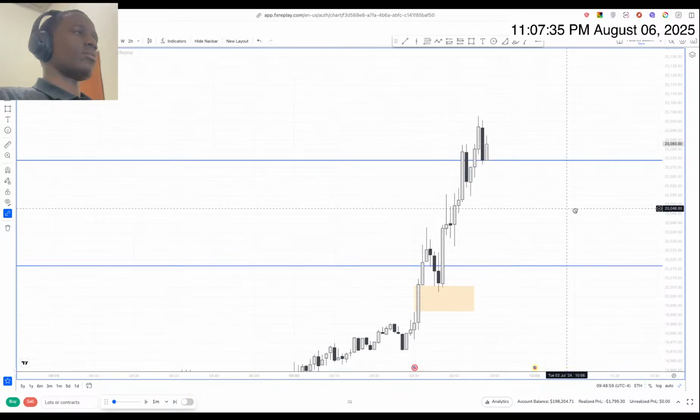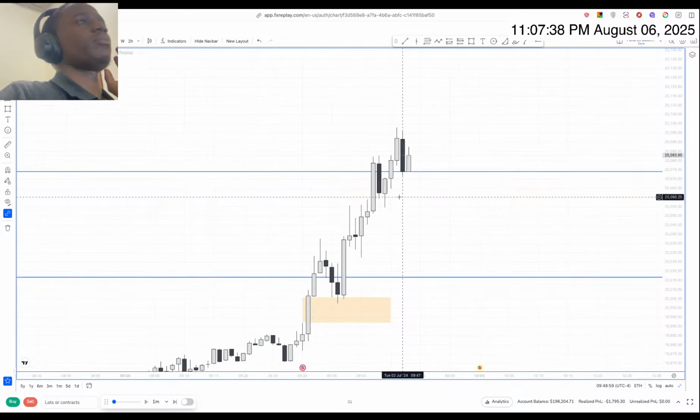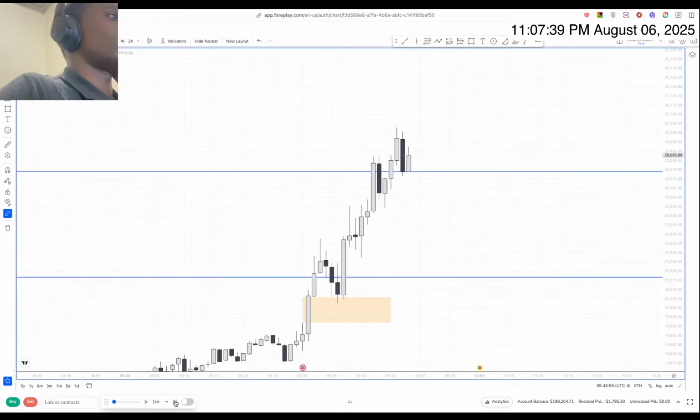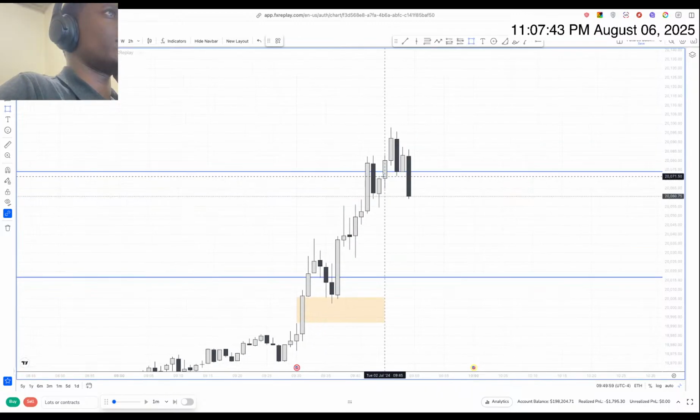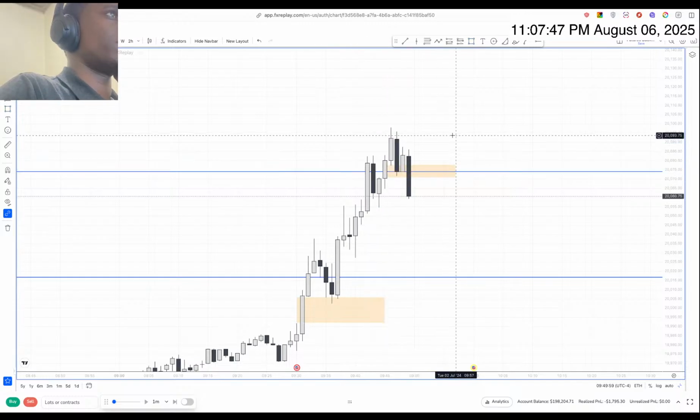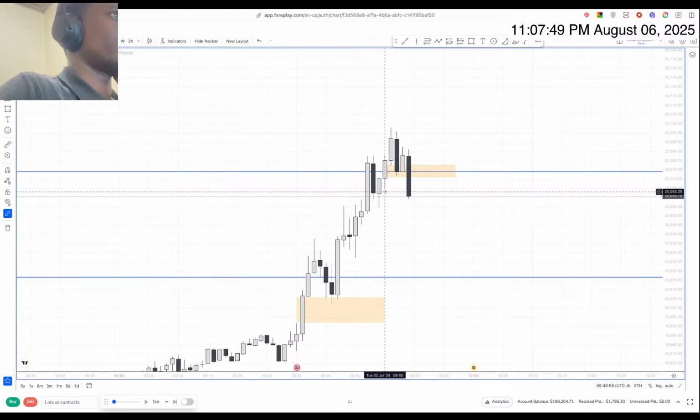Down to the 1 minute. I have this fair value gap, so I'm not taking buys here. Burst it right here. Very nice. And we've created the change in state.